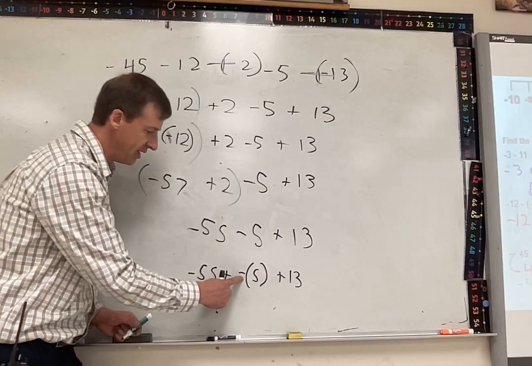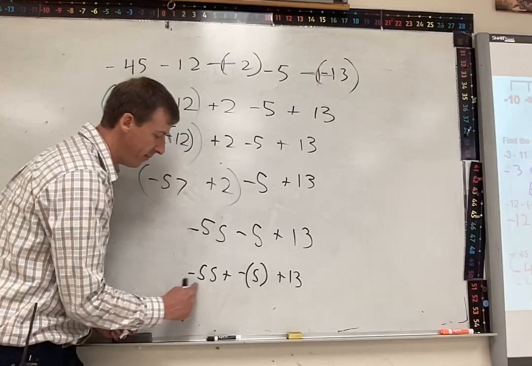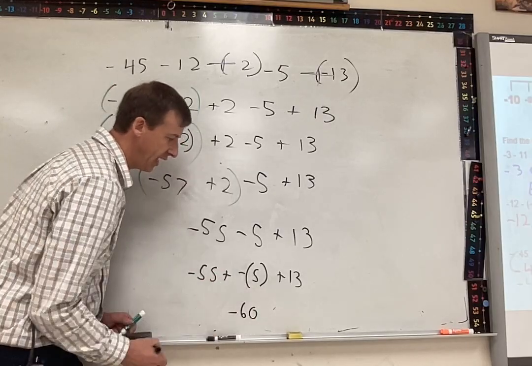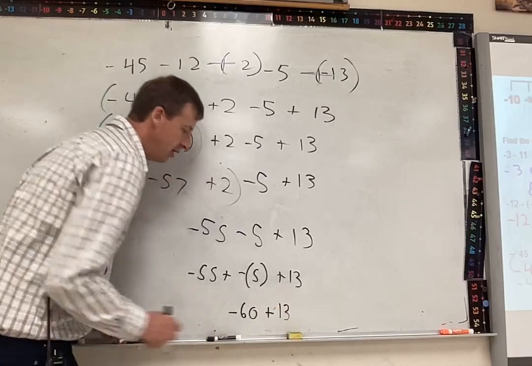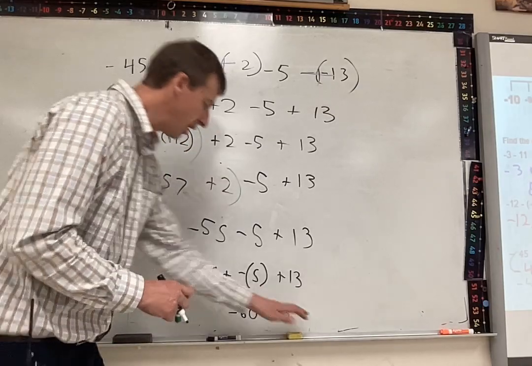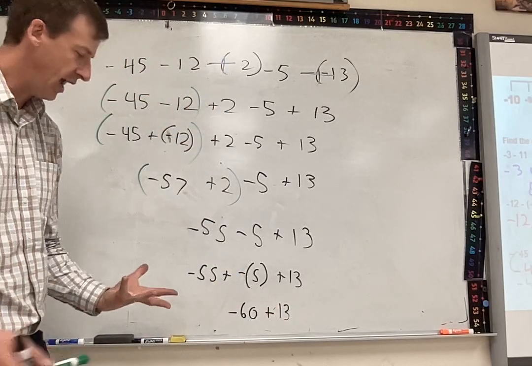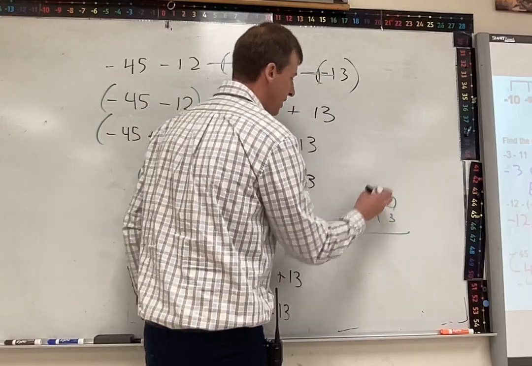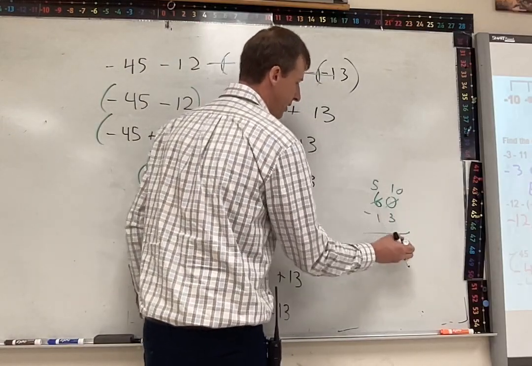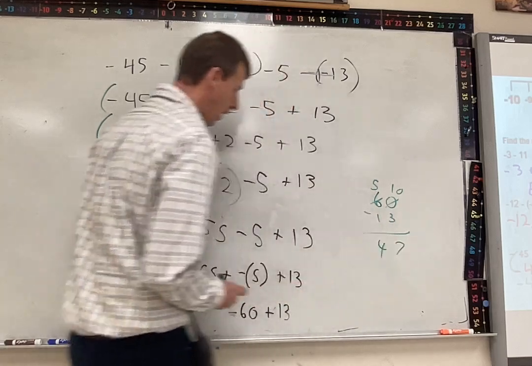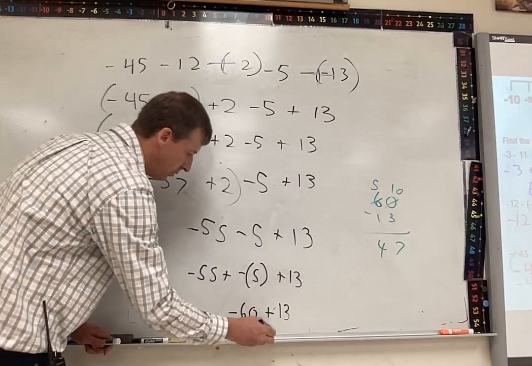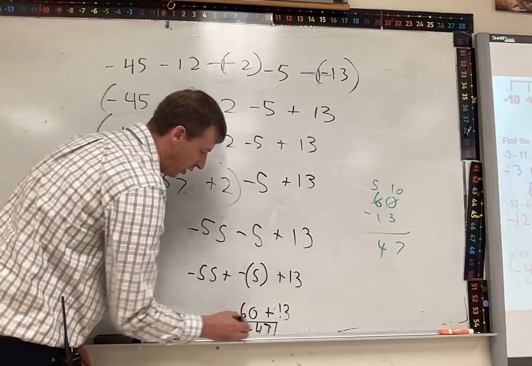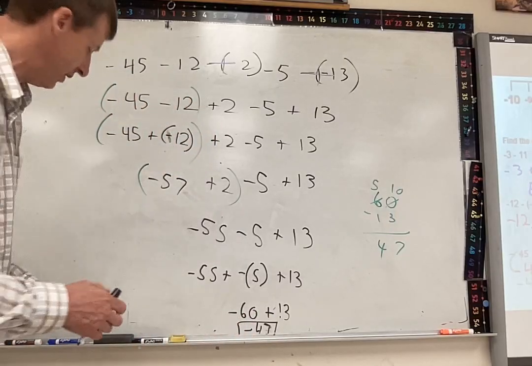Negative 55 plus negative 5, I have the same sign, so I add them. 55 plus 5 is 60, and because they're both negative, it's a negative 60. So now I've got negative 60 plus 13. These are opposite signs, which means that I have to do subtraction. I'll just do it over here. 60 minus 13, this becomes a 5, this becomes a 10. 10 minus 3 is 7, 5 minus 1 is 4. So I'm going to end up with 47. And I have more negatives than positives, so it's negative 47. I know it's getting hard to read, but that says negative 47 down there.